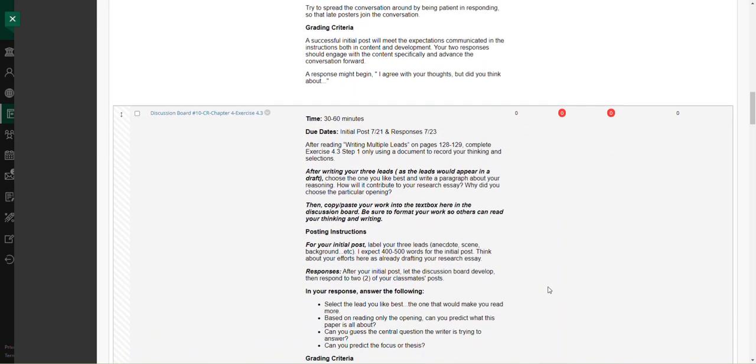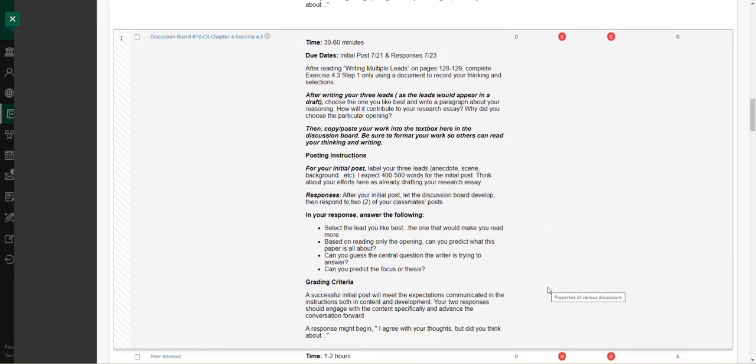Discussion board number 10 is where it's an important step. It gets you thinking about how to write that introduction. For some people, introductions are very difficult to write, to get started. Ballinger, if you look at the textbook, and exercise 4.3 offers like 8 or 9 different ways to open up a research essay. You're here to select 3 of those.